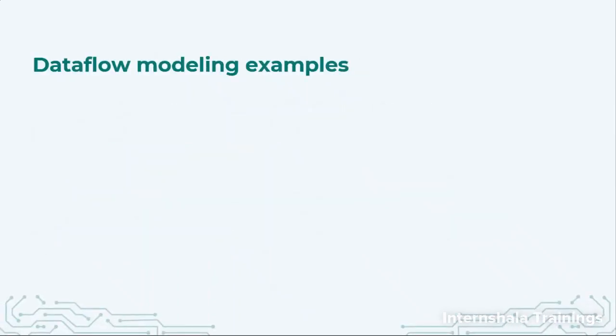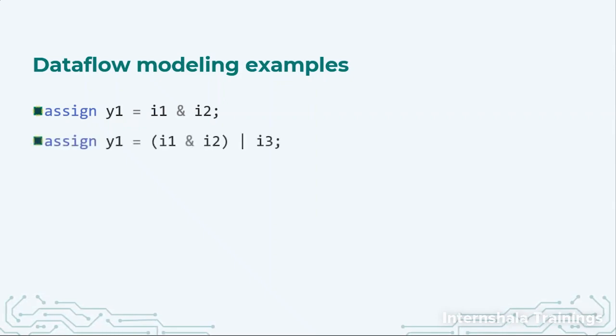Now we are going to have a look at some of the examples. Here I am saying assign I1 and I2 into Y1. So we are taking the logical AND of I1 and I2 and assigning it to Y1. We are now doing AND of I1 and I2 and taking the OR of the complete thing with I3 and then assigning it to Y1. This style is different from gate level because in gate level modeling, in a single assignment, we can only use one gate. Here we are using multiple gates.